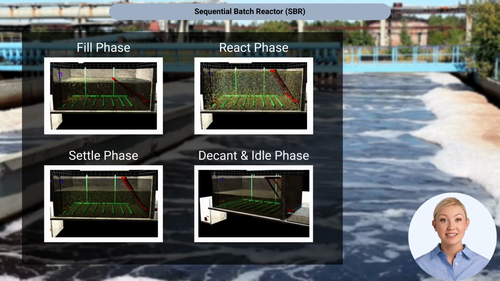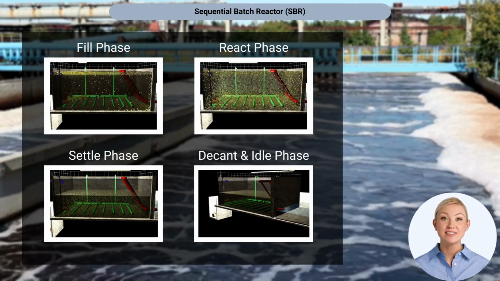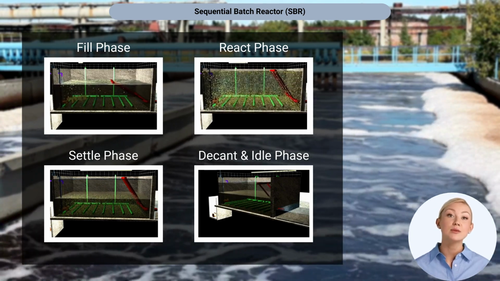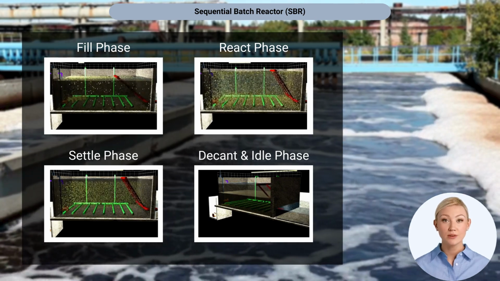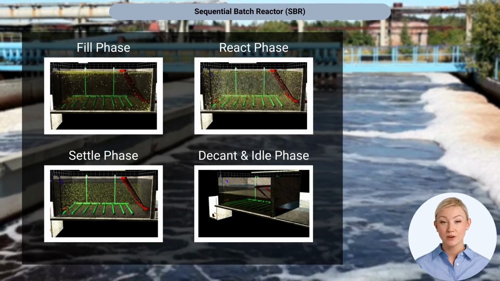In the decant phase, this clean water is gently drawn off the top, no sludge in sight if settling has gone well. Finally, the idle phase, a moment of pause, preparation, and removal. Excess sludge is wasted and the reactor is readied for the next performance.